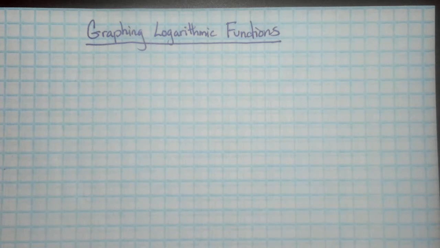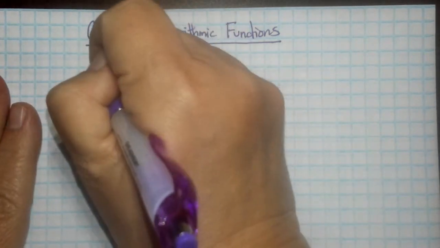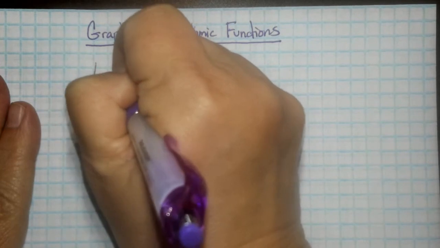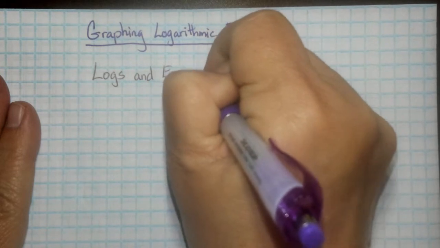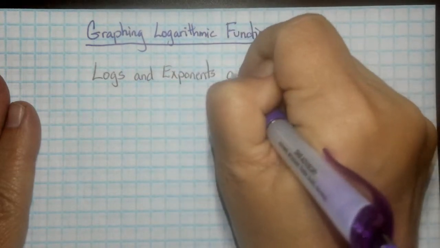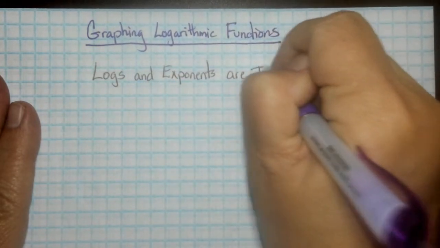So as we are graphing logarithmic functions, we first want to remind ourselves about logs and exponents. So we're going to write this down. Logs and exponents are inverses.